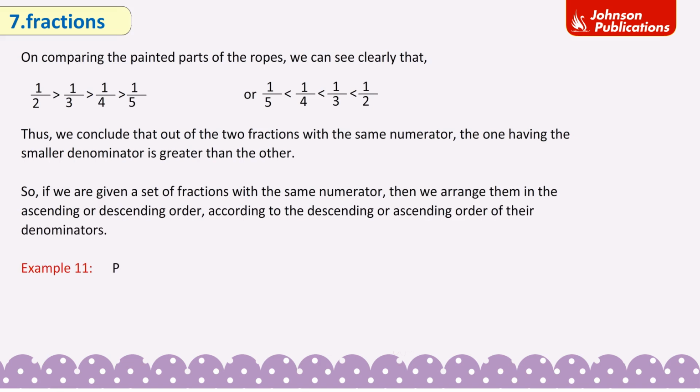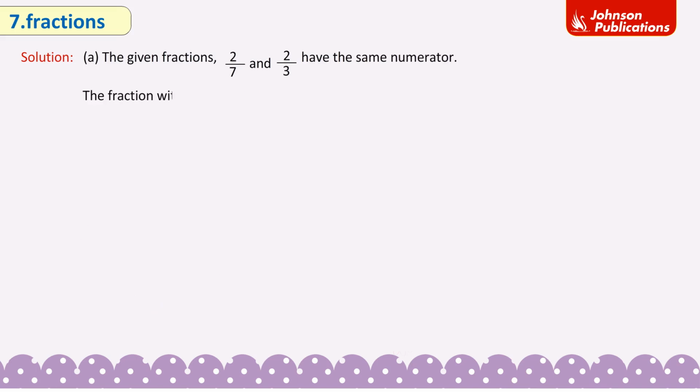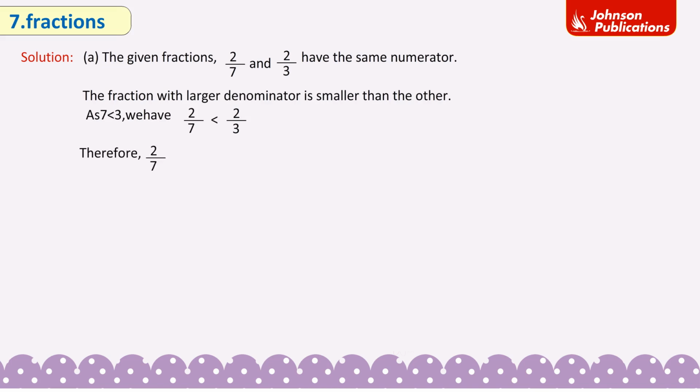Example 11. Put signs greater than or smaller than in the following. A. 2 by 7 and 2 by 3. B. 5 by 7, 5 by 9. Solution. The given fractions 2 by 7 and 2 by 3 have the same numerator. The fraction with larger denominator is smaller than the other. As 7 is greater than 3, we have 2 by 7 smaller than 2 by 3.